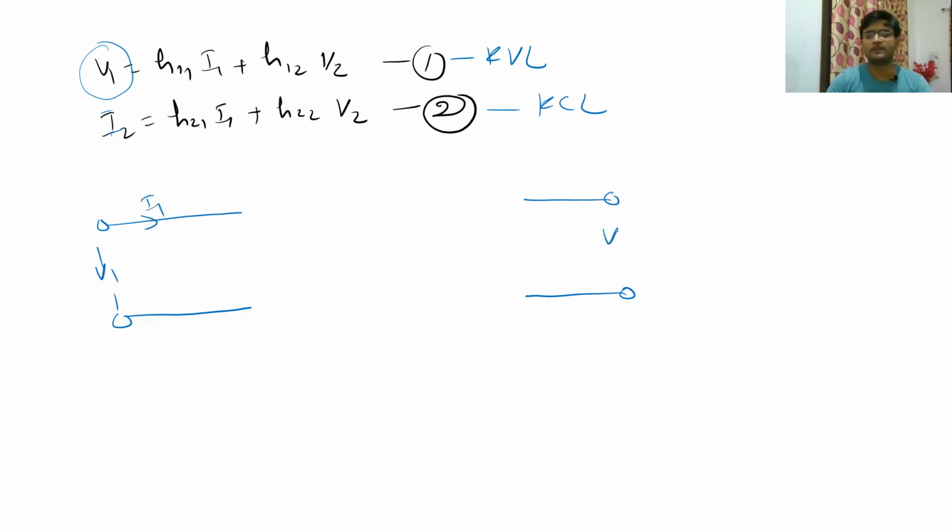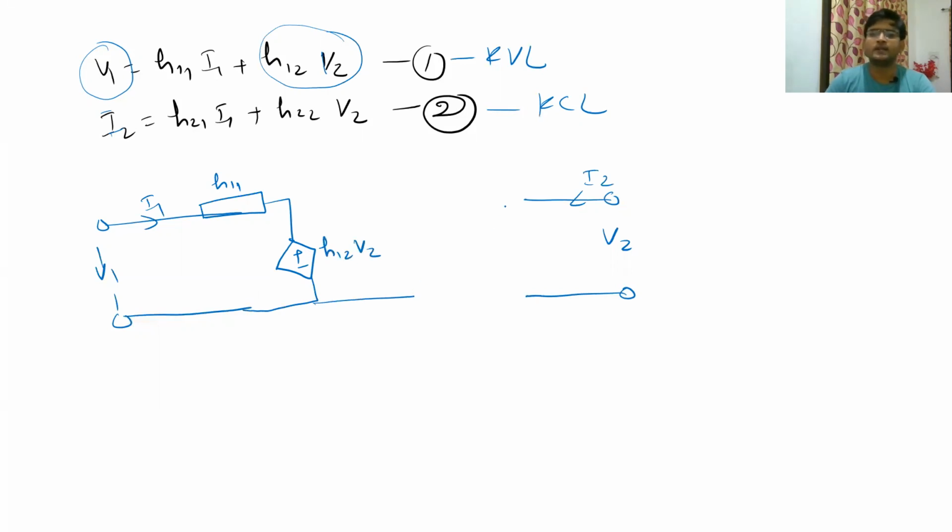This is how you will proceed to draw the equivalent circuit for any two-port network. First you draw all these variables V1, V2 and I1, I2. Now if you see the first equation, H11 into I1. This I1 current is multiplied by H11, which is basically an impedance. So it becomes H11 into I1. And this term is also a voltage, but it is dependent on the voltage of the output side. So it has to be a dependent voltage source whose value is H12 V2. Clear?